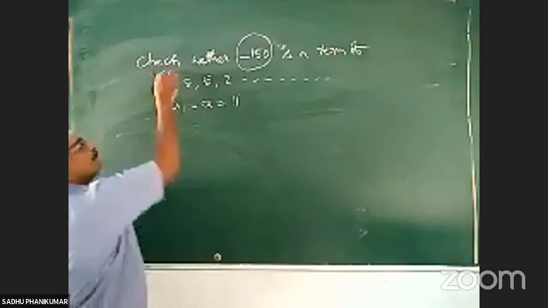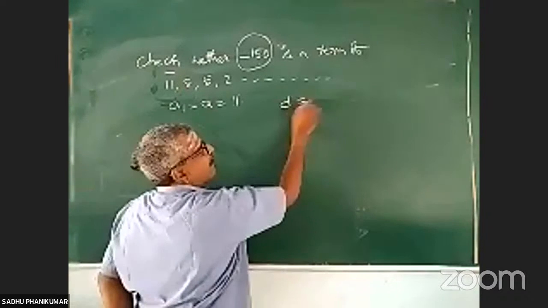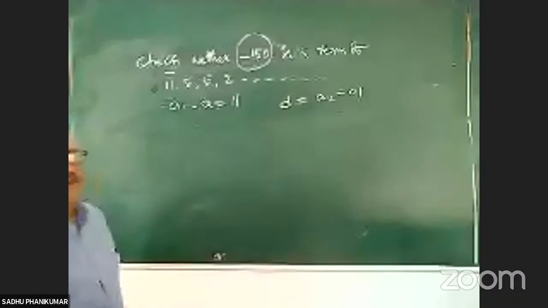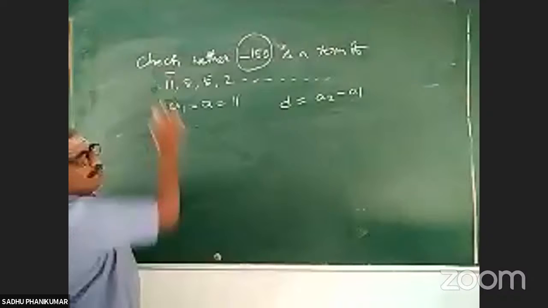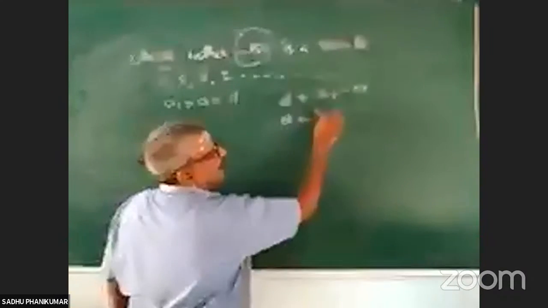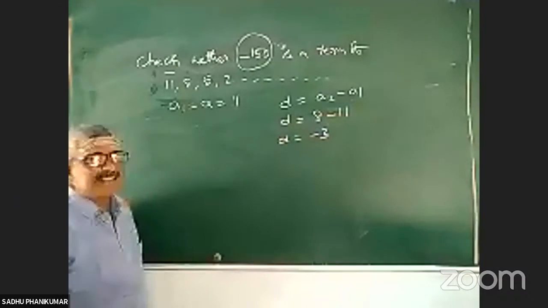No problem. The first term. Okay, D is equal to A2 minus A1, second term minus first term. So D is equal to, what is A2? 8 minus 11. That D is equal to minus 3.